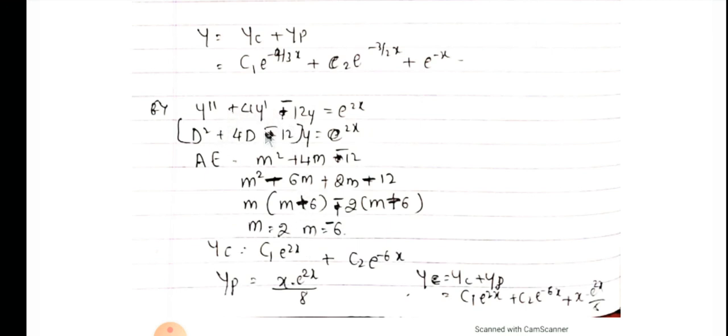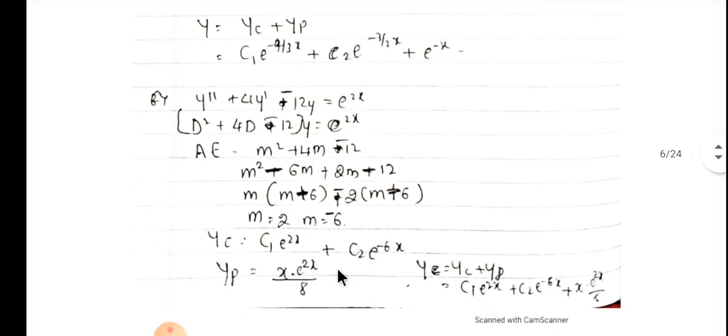Therefore, when it is 0, I have to find f dash of a. When I find f dash of a, I have to multiply x into e to the power 2x divided by f dash of a. In the d, I have to substitute 2. Then you are going to get the answer, that is x into e to the power 2x divided by 8. Therefore y is equal to yc plus yp. Yc is this and yp is this. Combining these two, you are going to get the complete solution.